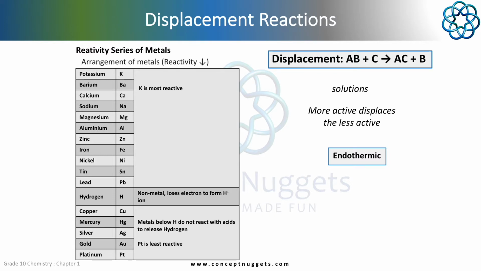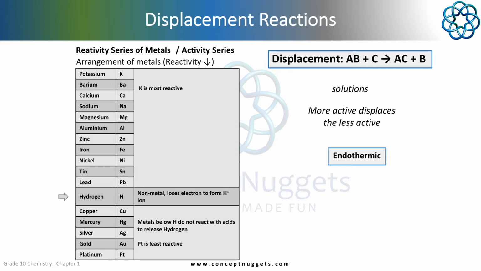This is an arrangement of metals in order of their decreasing reactivity, with the most reactive metal on the top, and the least reactive metal at the bottom. Sometimes, this is also called the activity series. In the table, we can see that potassium is the most reactive metal, followed by barium, calcium, sodium, magnesium, aluminium, zinc, iron, nickel, tin, and lead.